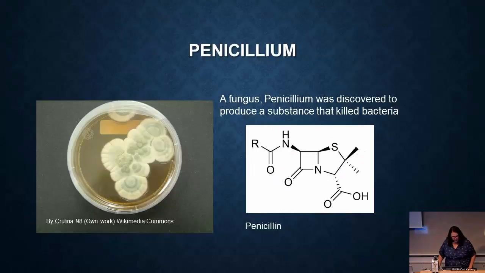I think what I'm going to end with is the discovery of arguably the first antibiotic, which is penicillin. Penicillin is produced from a fungus called Penicillium, and you can see a picture of it here. It grows commonly, as many of you know, on bread. If you ever leave your bread hanging around, you might find some. And it was discovered to produce a substance that killed bacteria. And this is the structure of penicillin.